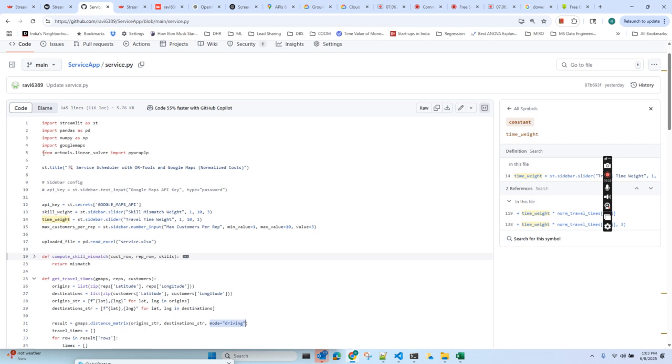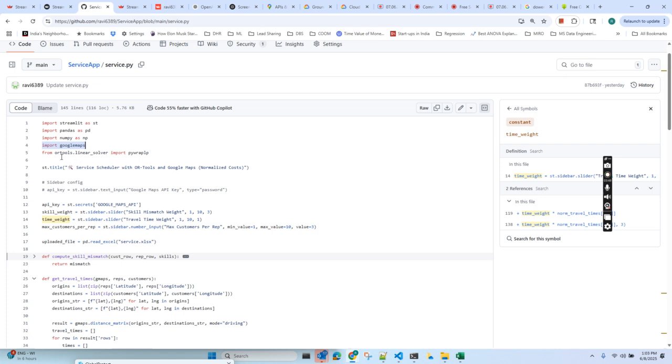The most critical part of it, I would say, is first of all importing Google Maps. So Google Maps is what I'm using. The API of Google Maps is what I'm using to get the geographical distance and time taken to traverse between two locations. And I'm also using something called OR-Tools. Now OR-Tools is something which is open source by Google. It is optimization, operations research tools, right?